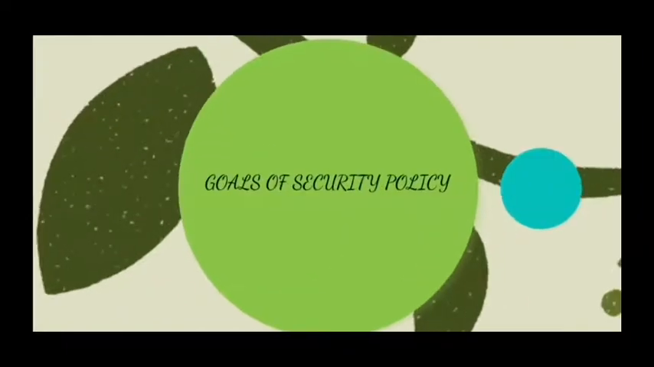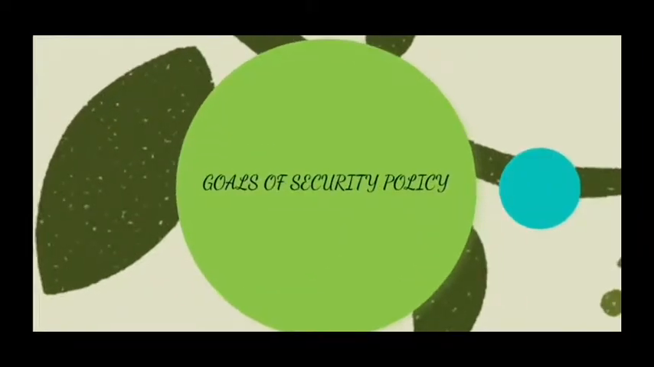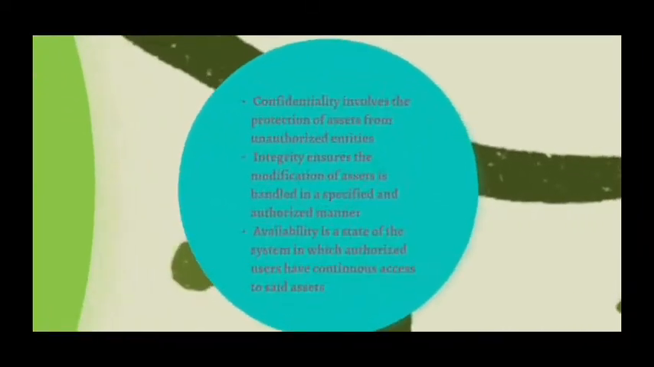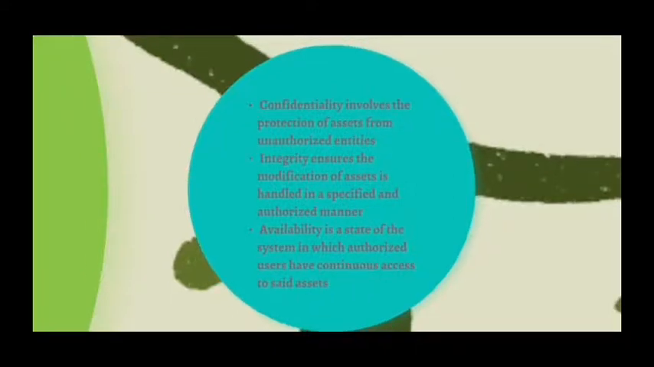Okay, next is the goal of security policy. First, confidentiality involves the protection of assets from unauthorized entities. Second, integrity ensures the modification of assets is handled in a specified and authorized manner. Third, availability is a state of the system in which authorized users have continuous access to said assets. There are three: confidentiality, integrity, availability.